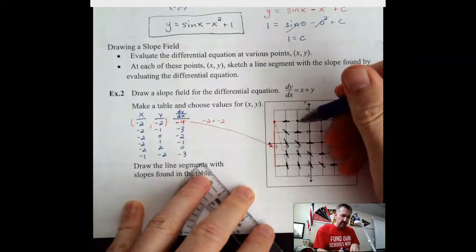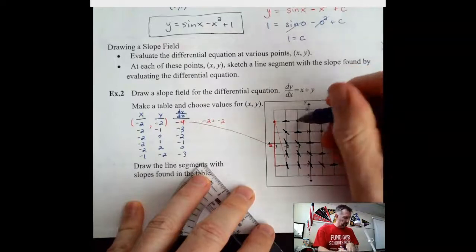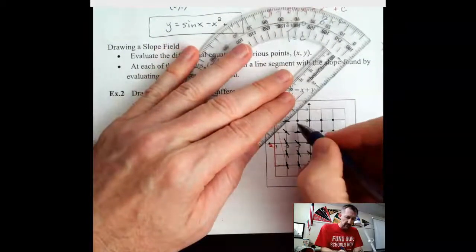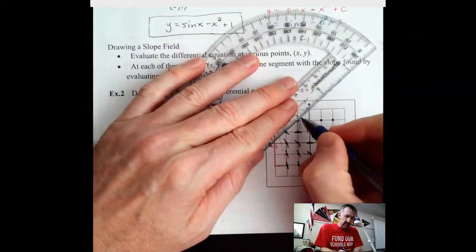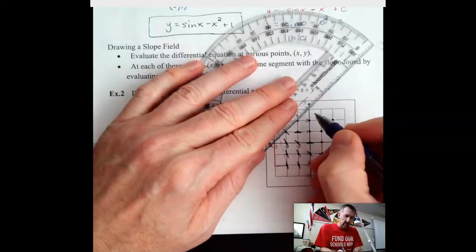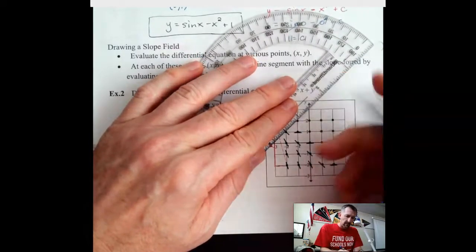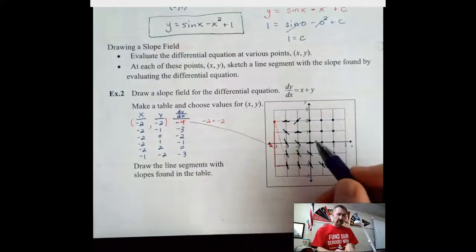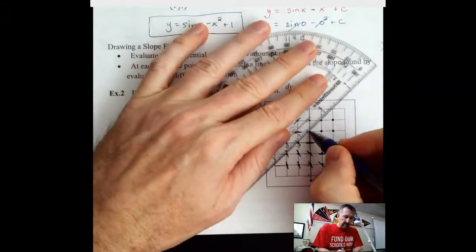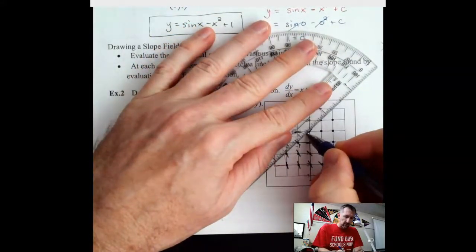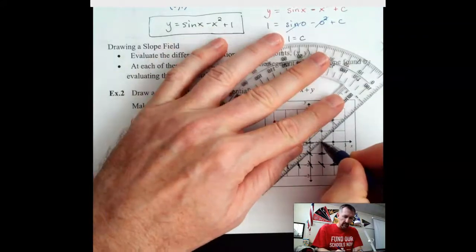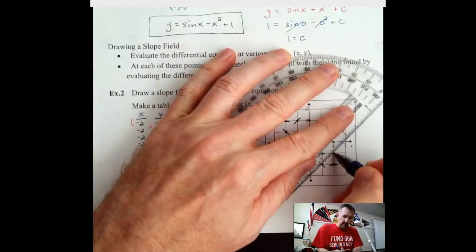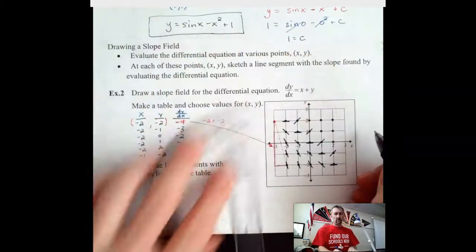Now here at -1, 2, that's a little awkward because now that's a slope of +1. -1 plus 2 is +1. So that actually kind of goes up here like this. Alright, and 0, 1 will also have a 1 slope. And 1, 0 will also have a 1 slope. And 2, -1 will also have a 1 slope.